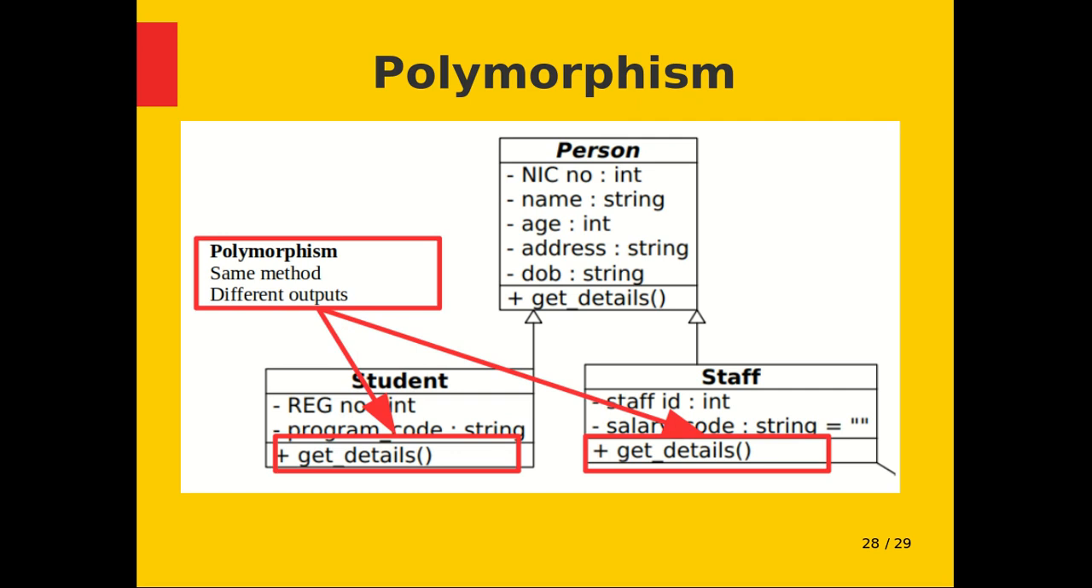Polymorphism. Both the student and staff have a method called getDetails. Even though the name of the method getDetails in the two classes is the same, their operations and outputs are different. This is called polymorphism. Thank you.